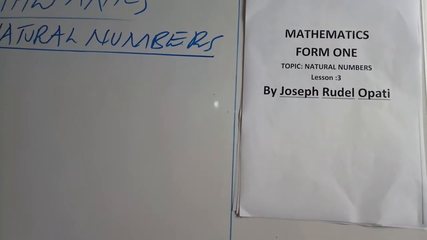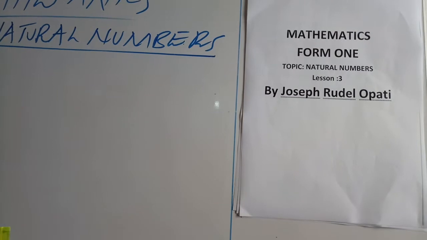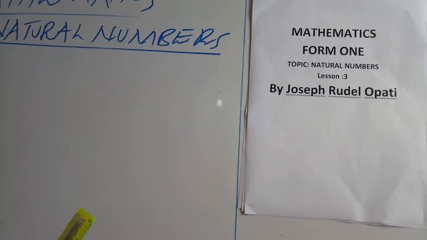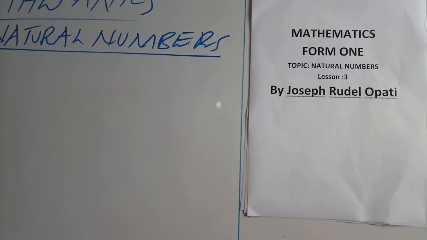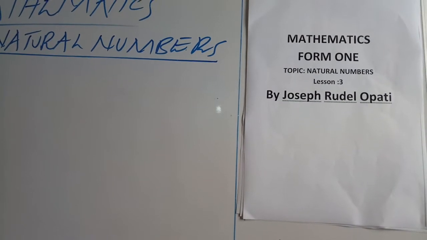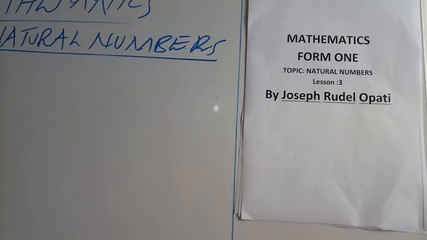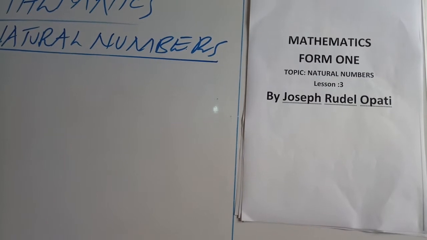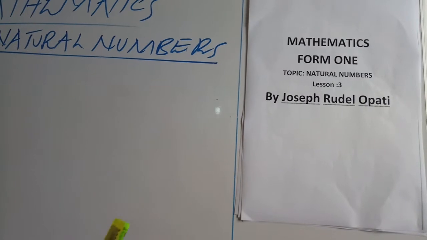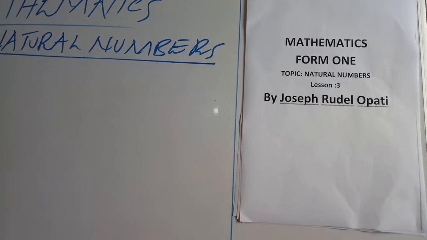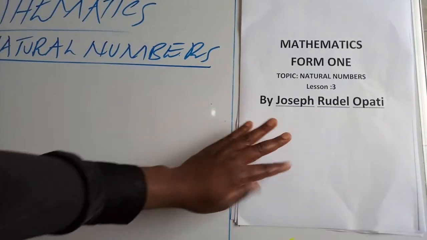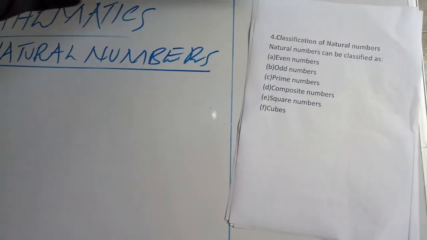Welcome to our lesson number 3 of the Form 1 topic, natural numbers. In the first two lessons, we have been able to cover, define the terms natural number and digits. We have discussed the concept of place value and total value. Today, we look at the fourth part, which will be classification of natural numbers. I am your teacher, Joseph Rudel Opati.